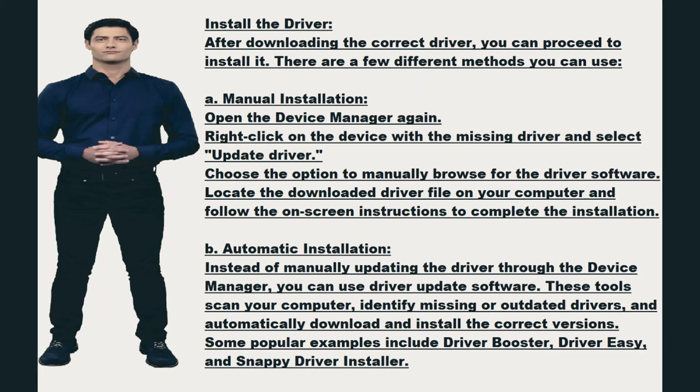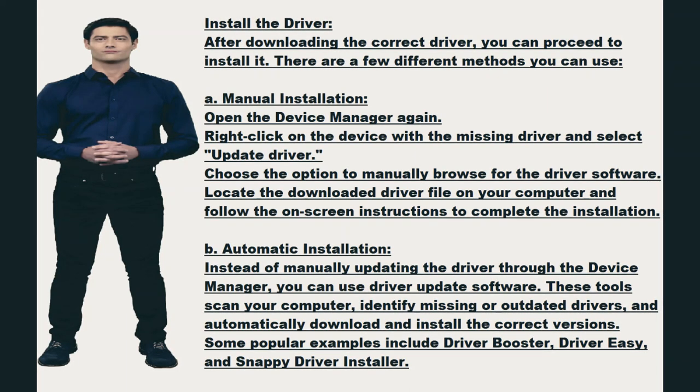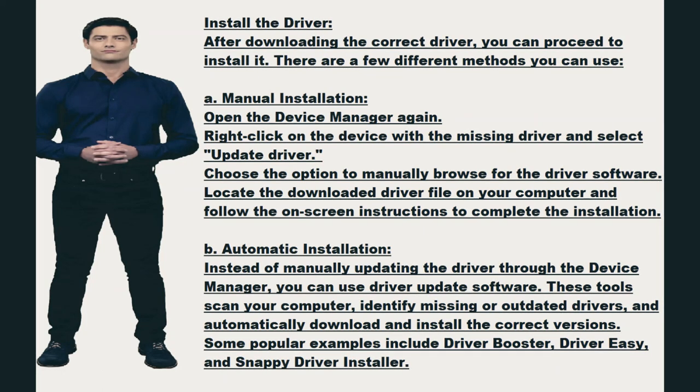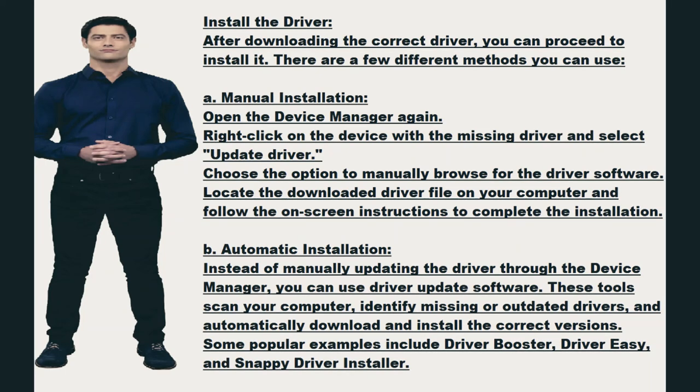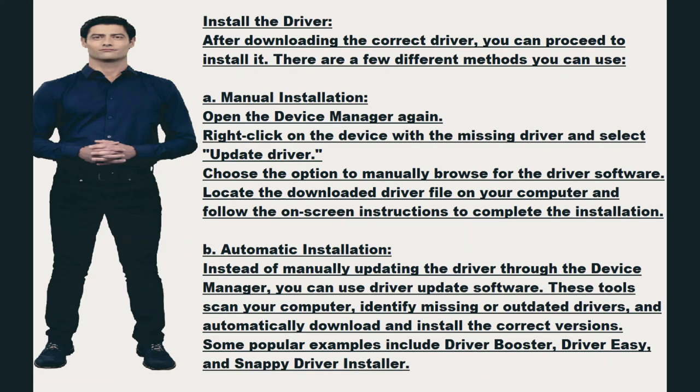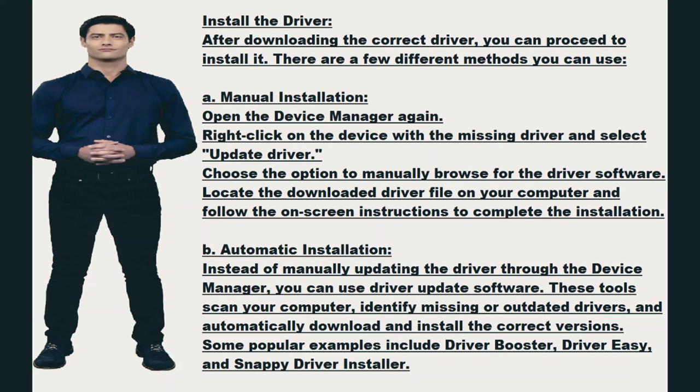Install the driver. After downloading the correct driver, you can proceed to install it. There are a few different methods you can use. A. Manual installation. Open the Device Manager again. Right-click on the device with the missing driver and select Update Driver. Choose the option to manually browse for the driver software. Locate the downloaded driver file on your computer and follow the on-screen instructions to complete the installation.